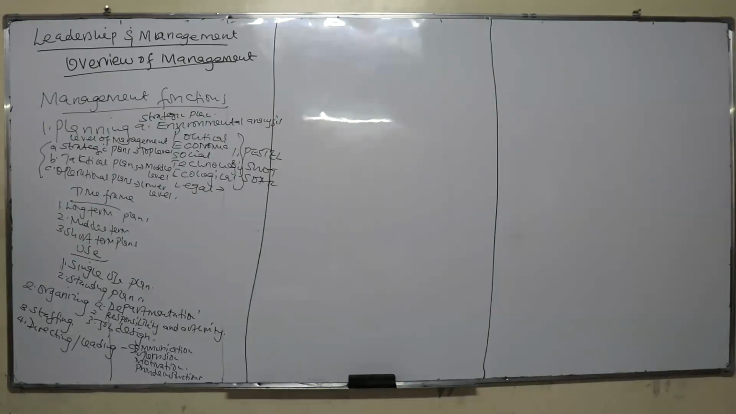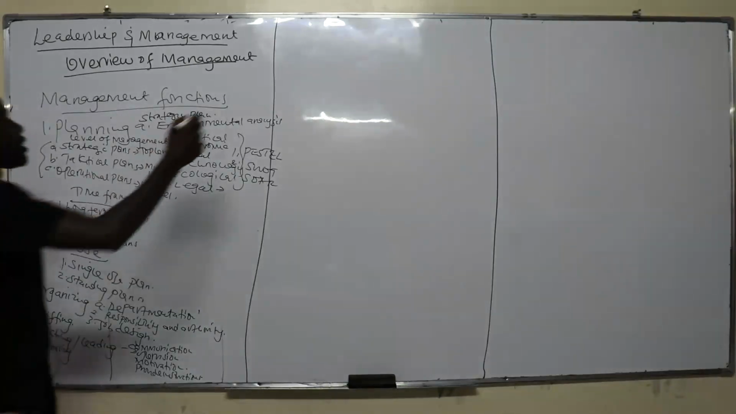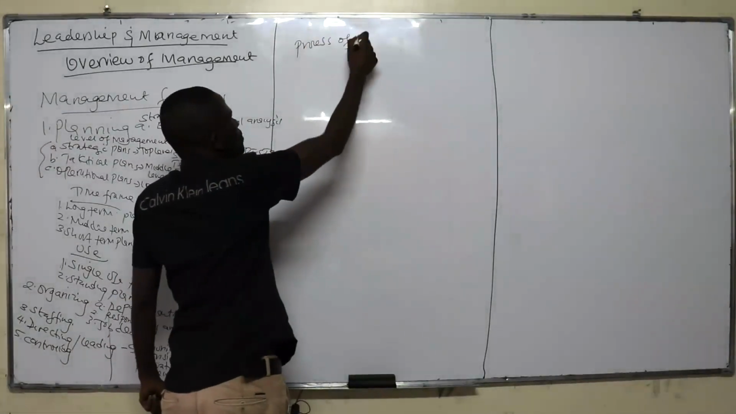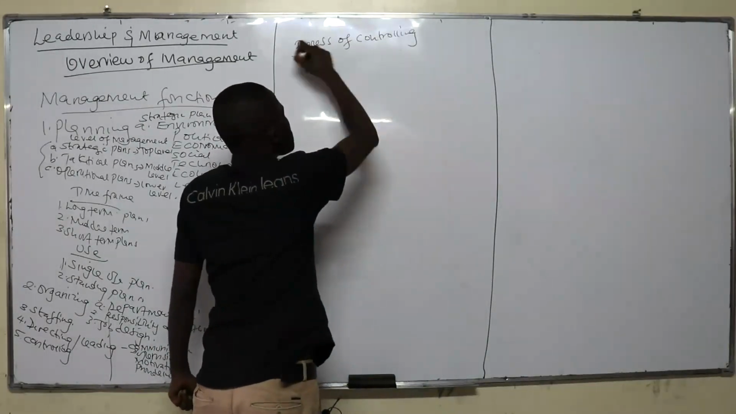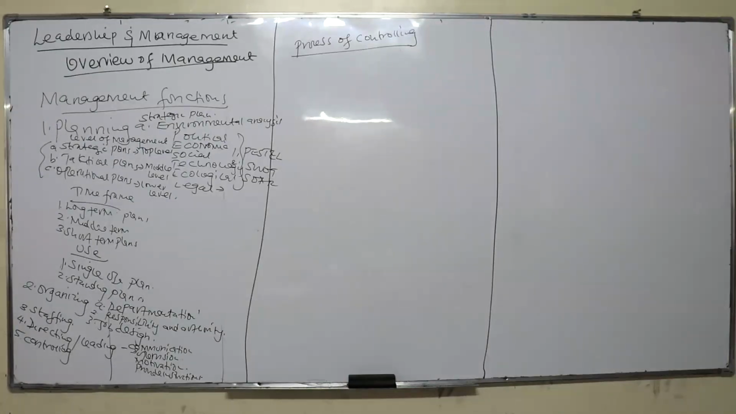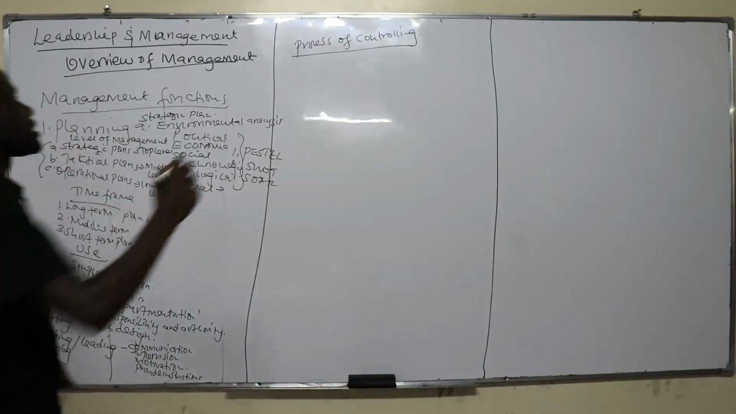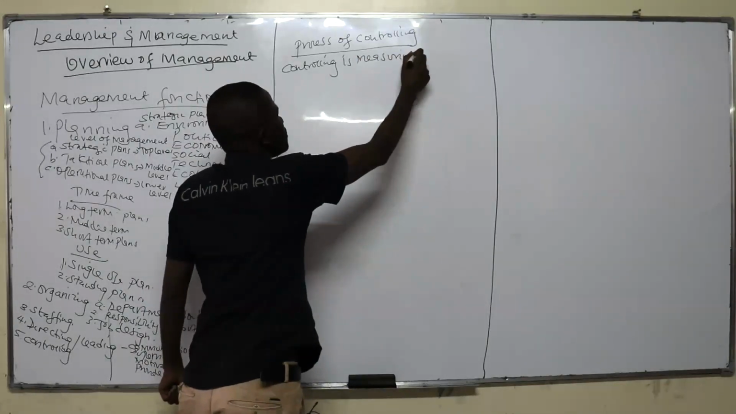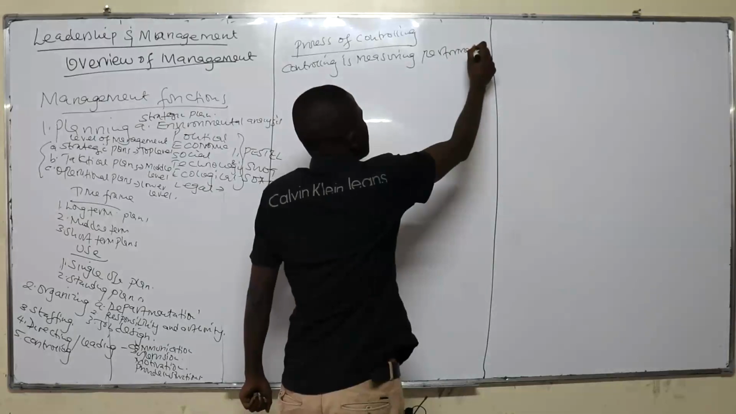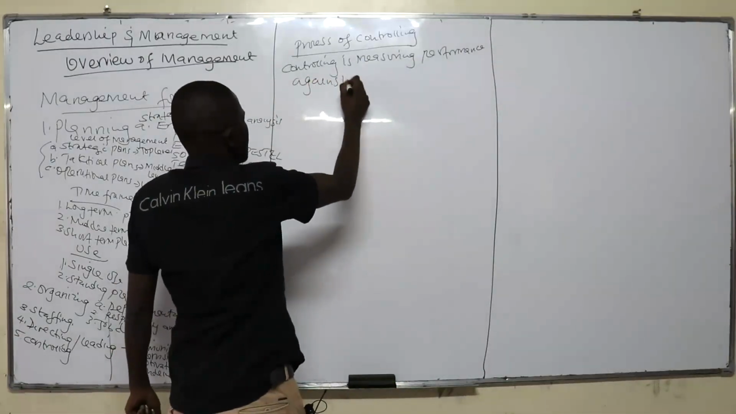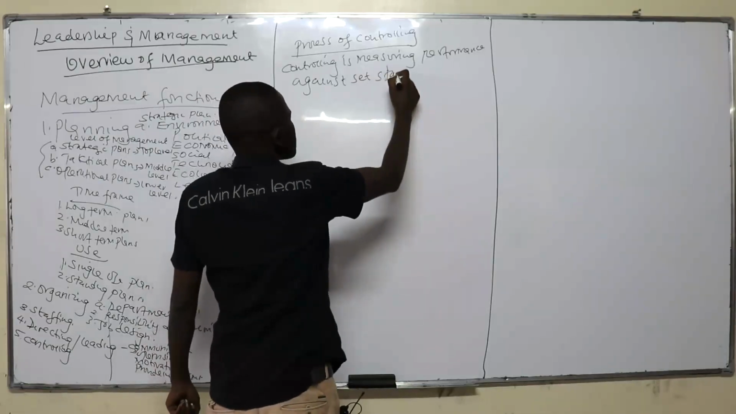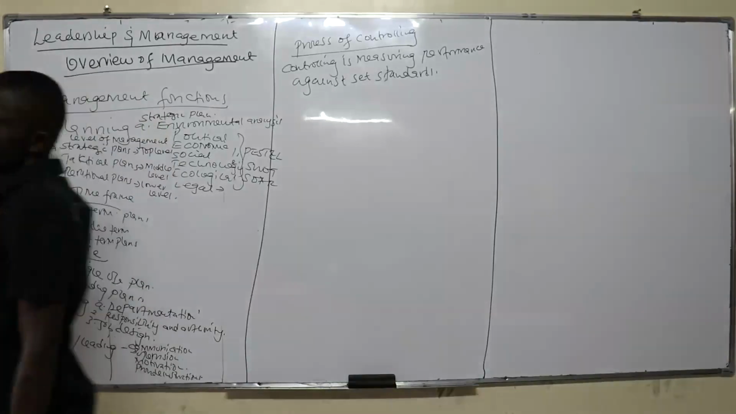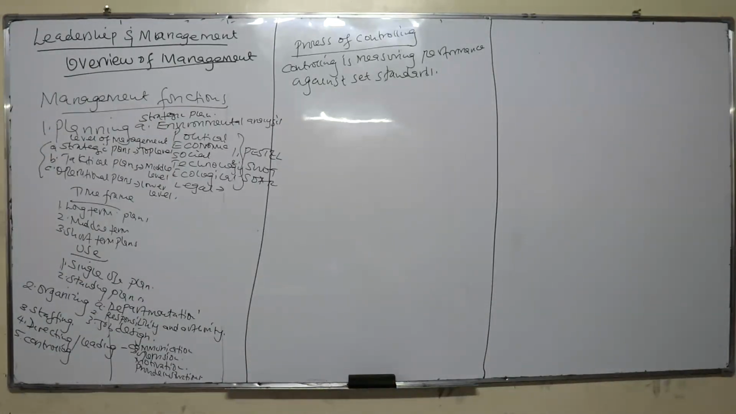And then after directing, there is controlling. And controlling, this question is very common, the process of controlling. When it comes to controlling, it simply means measuring performance against set standards. So note that we set standards during the planning. For instance, there's what we want to achieve. Are you together? So now we want to see whether we were able to achieve those standards.